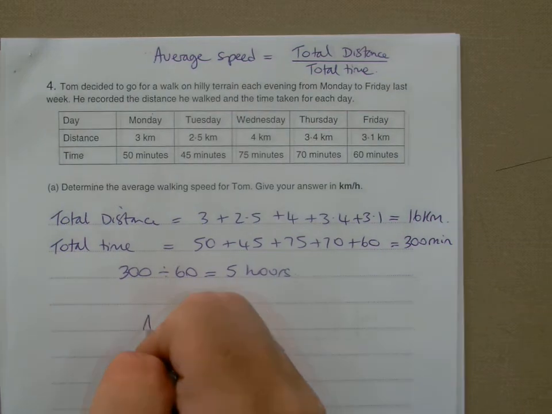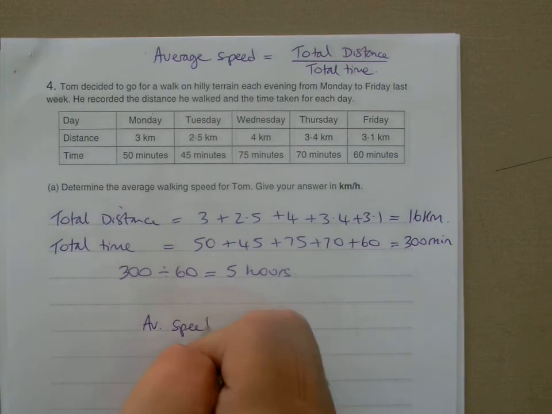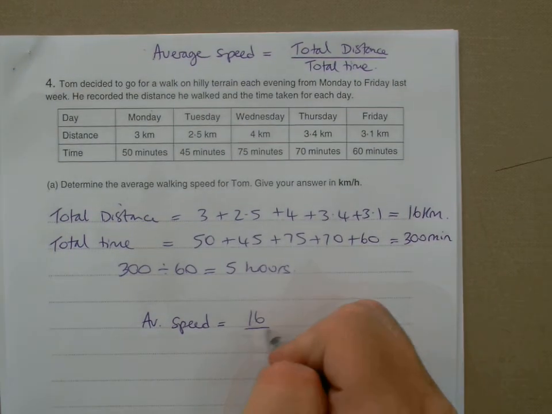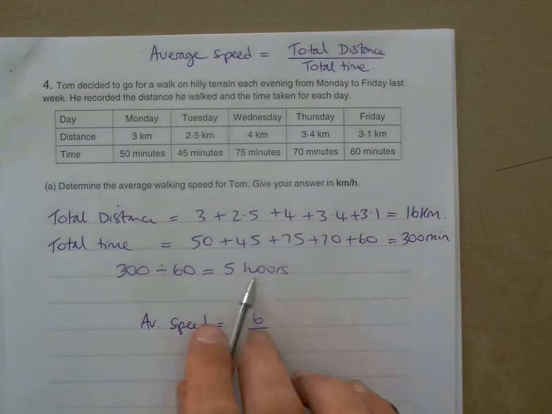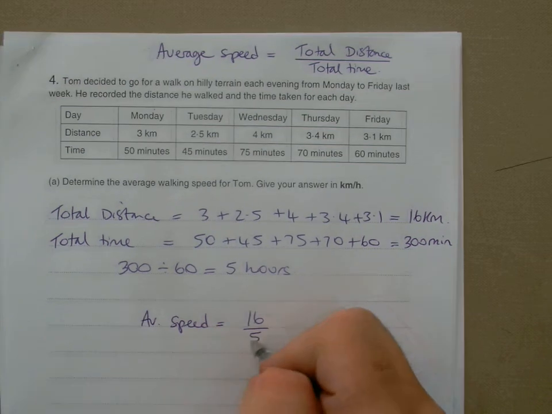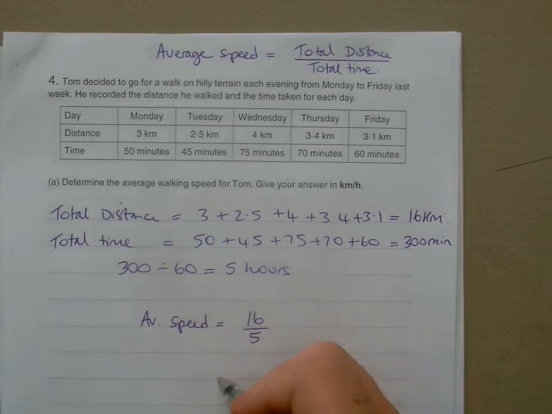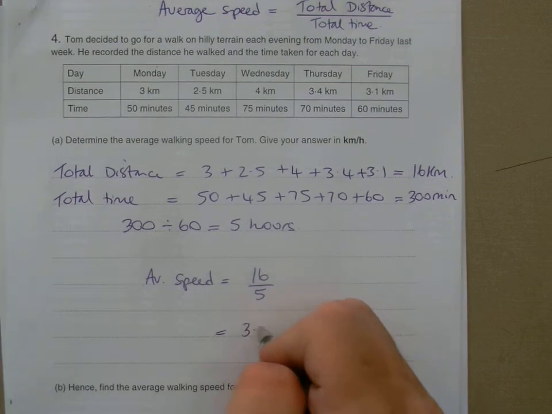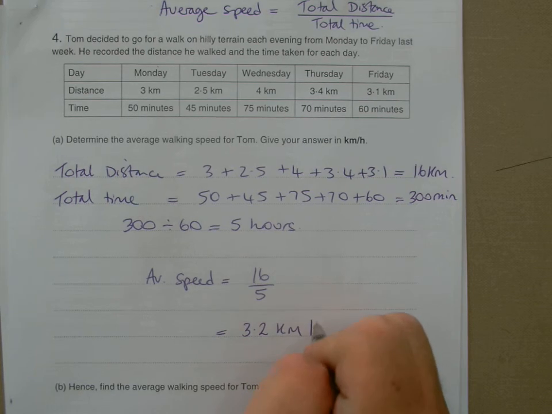So then to get the average speed, as I said up here, is the total distance, which is 16, divided by the total time. So make sure you put it as hours, okay, so we can get our answer in terms of kilometers per hour. So working that out comes to 3.2 kilometers per hour, okay.